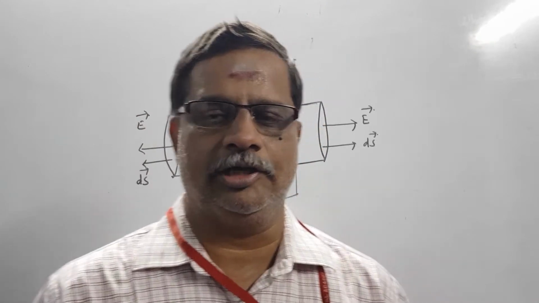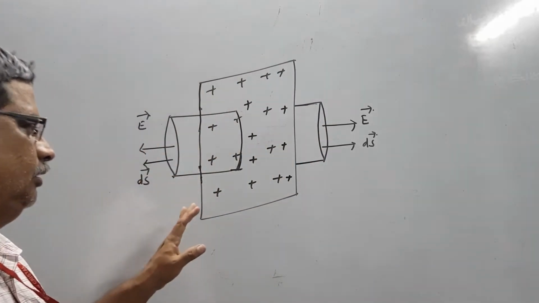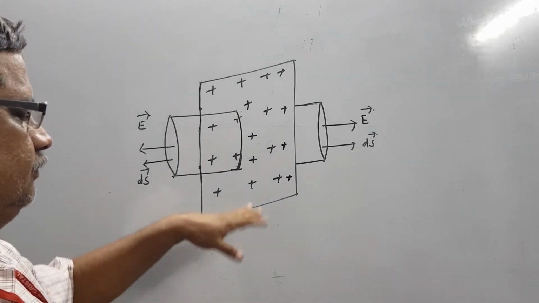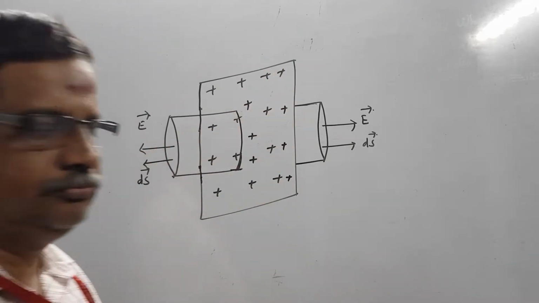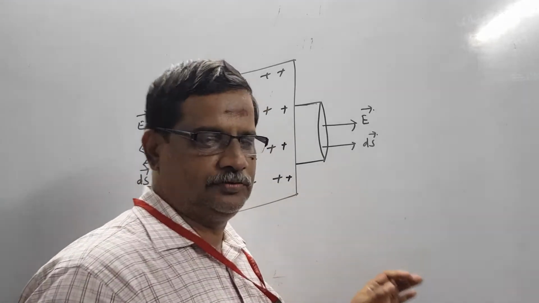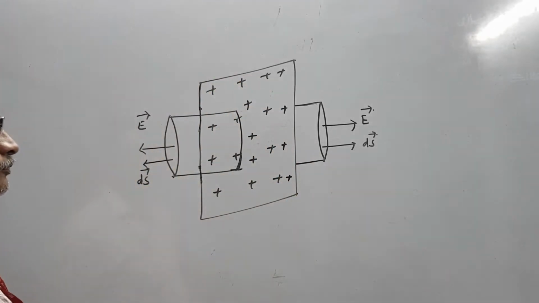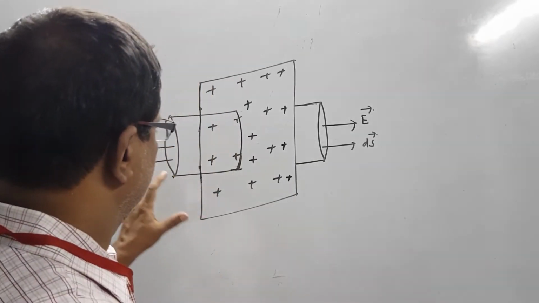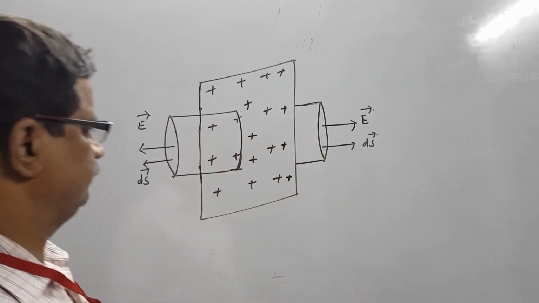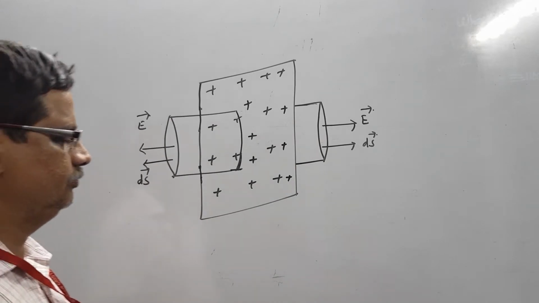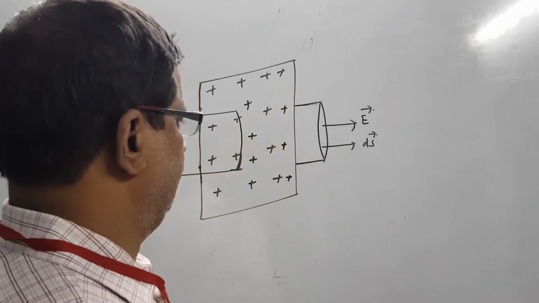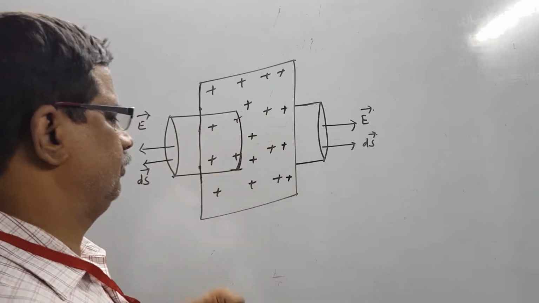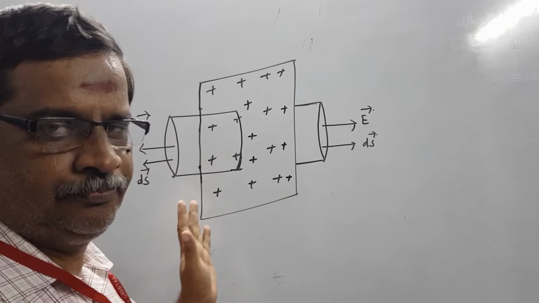Okay, now let us apply the theorem to the case of an infinite plane sheet of charge, which is charged with a uniform charge density sigma, positive charge density sigma. As we have discussed in the previous class, we will construct a Gaussian surface which is a cylinder, and we will assume that the area of the sheet that is enclosed within the Gaussian surface is S.